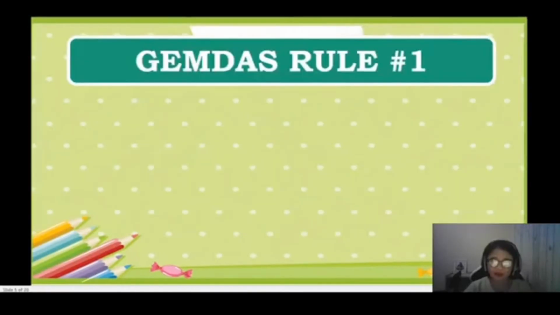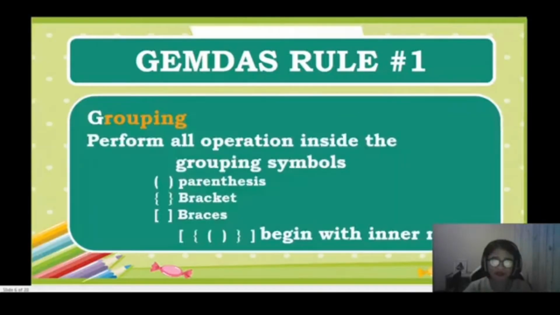Rule number 1. G represents groupings, meaning we are going to perform all the operations inside the grouping symbols. The grouping symbols are the parentheses, the bracket, and the braces. But remember, if these 3 symbols can be seen in just one equation, remember to begin with the innermost.